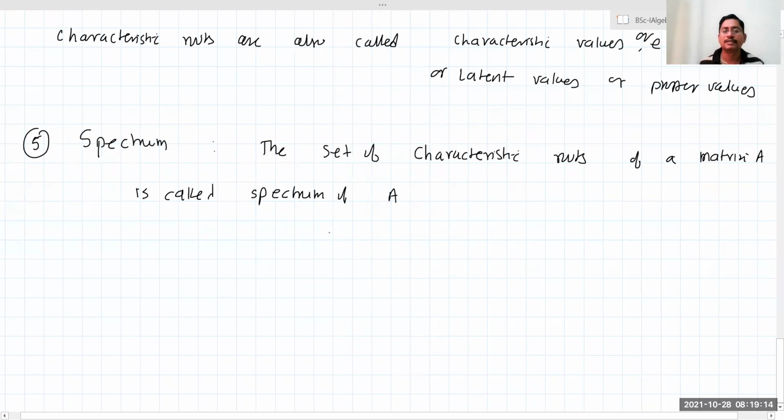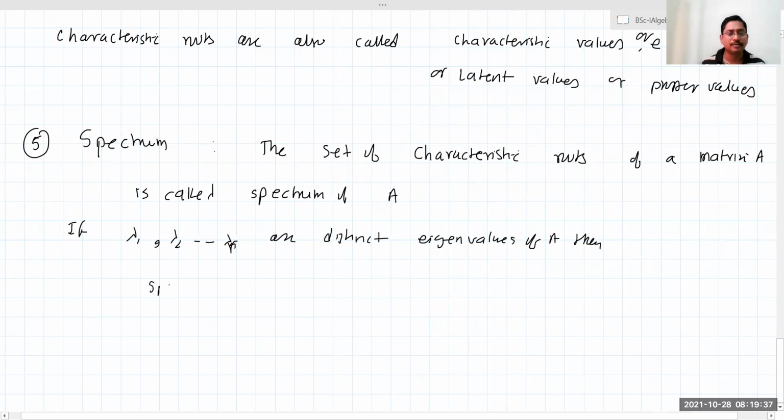If lambda 1, lambda 2, ..., lambda n are distinct eigenvalues, that is, characteristic roots of A, then the spectrum of A is the set lambda 1, lambda 2, ..., lambda r. We don't repeat elements in a set, so I said distinct. Lambda 2 may have occurred two or three times, but the count will be r distinct eigenvalues. r may be equal to n, meaning there are n distinct eigenvalues. It depends on the matrix how many eigenvalues there are.